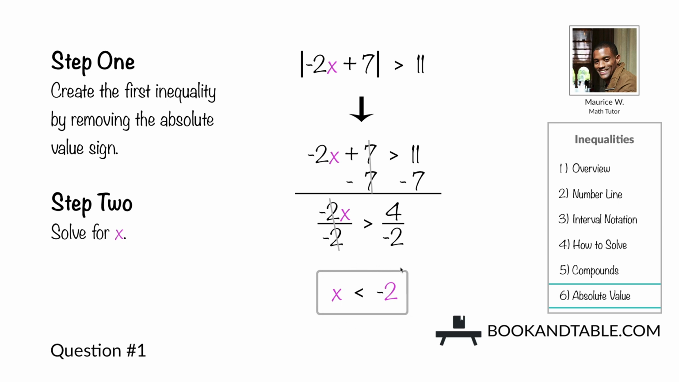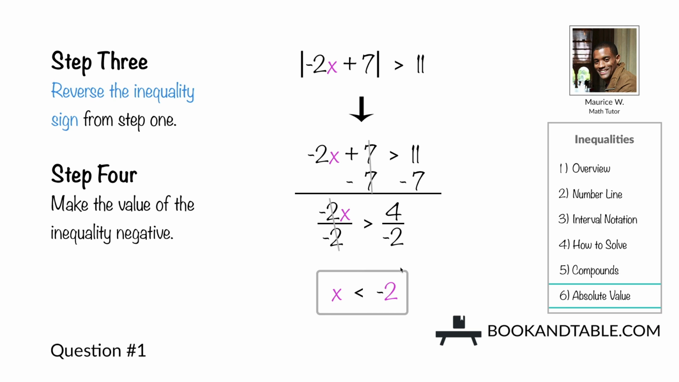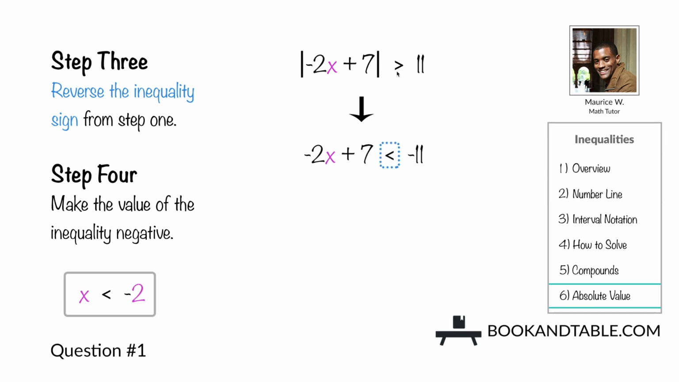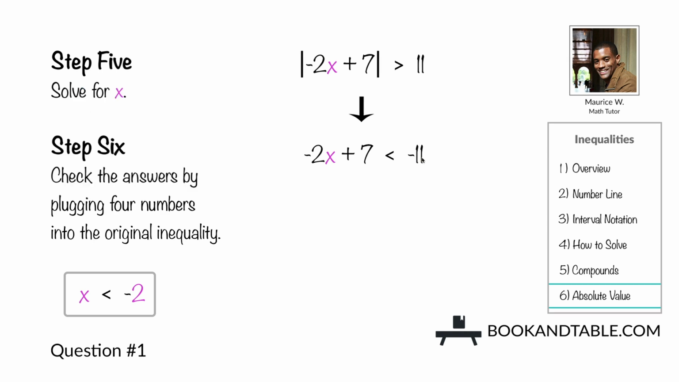And now we want to find the second interval. So step 3, we want to reverse the inequality sign from step 1, which is greater than here, and change it to less than. And step 4, make the value of the inequality negative. So instead of +11, we have -11. And now we can solve this inequality for x. -2x plus 7 is less than -11.